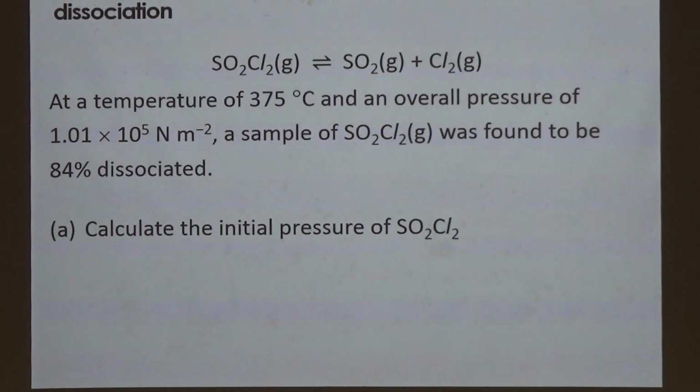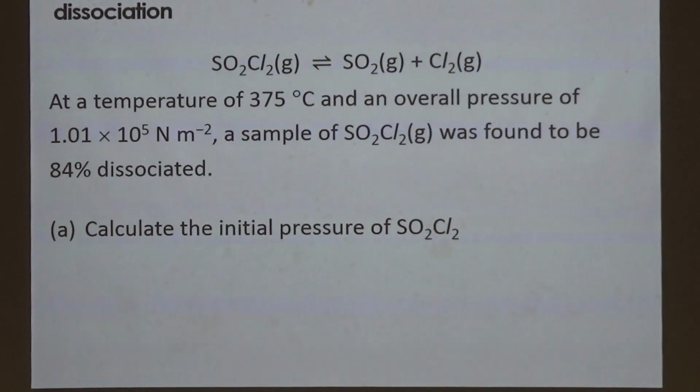Is everything okay? No? I know. Why? At this temperature, I need you all to look at the question and be with me. At this temperature, and at an overall pressure of 1.01 times 10 to the power 5 newton per meter squared. So this is the pressure. A sample of SO2Cl2 gas was found to be 84% dissociated.